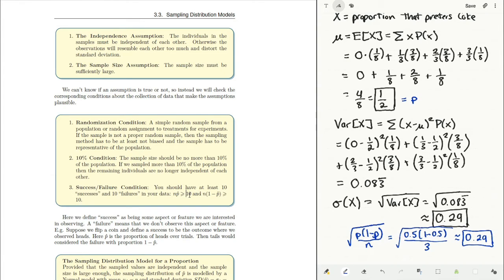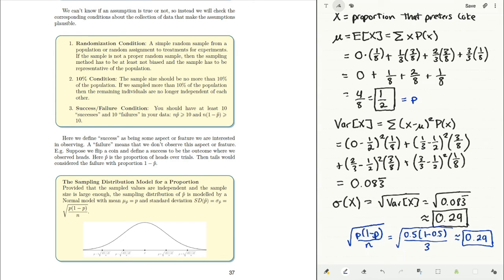So here we define success to be some aspect or feature that we are interested in observing, and a failure means that we don't observe this aspect or feature. So for example, if we are tossing a coin, then we can define a success to be heads, and this would mean that tails would be the failure.